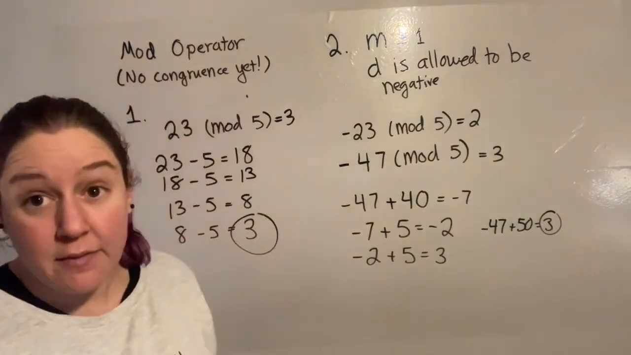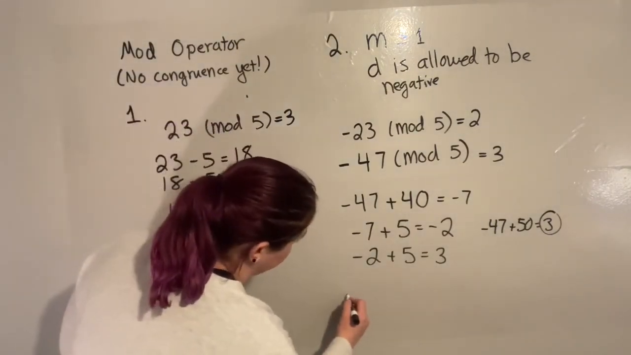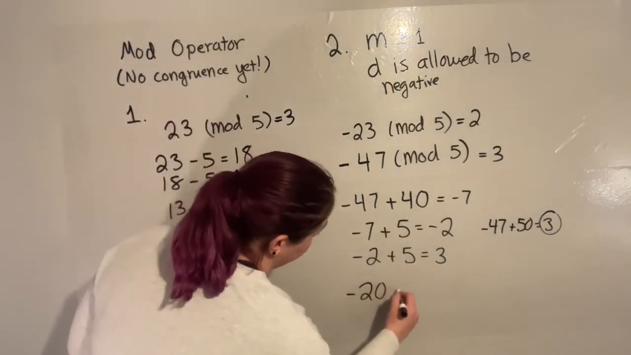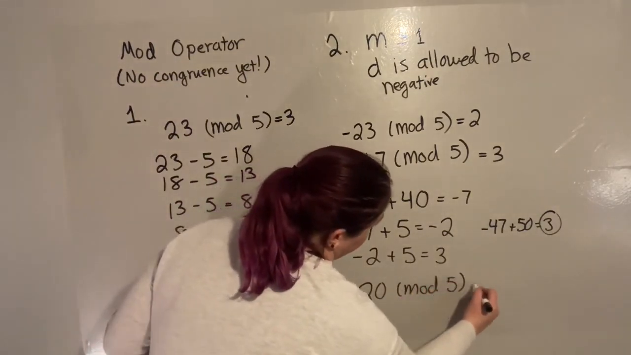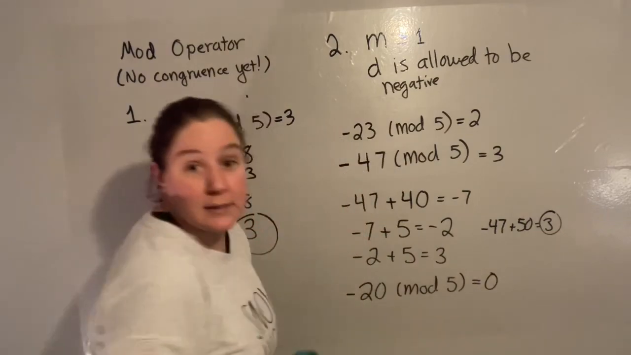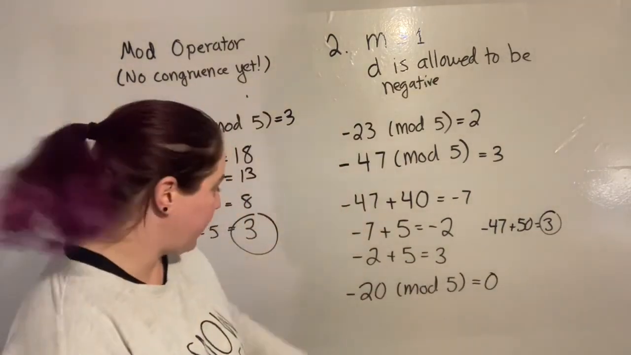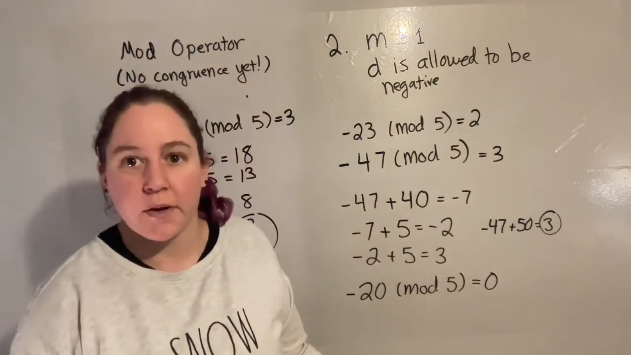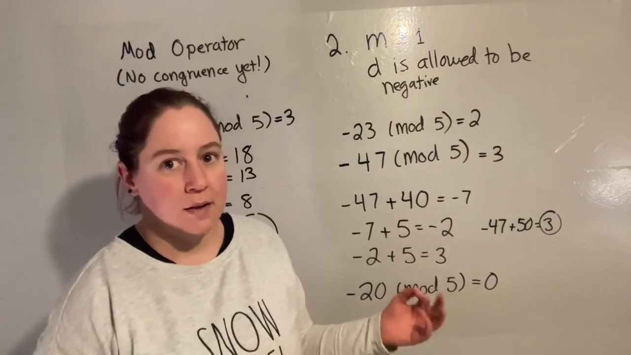If it goes in evenly, your remainder is still 0, whether it's positive or negative. So if I have negative 20 mod 5, then that still equals 0. We don't have to think about anything other than saying it goes in evenly. There's no remainder still. I think this is a good place to stop.